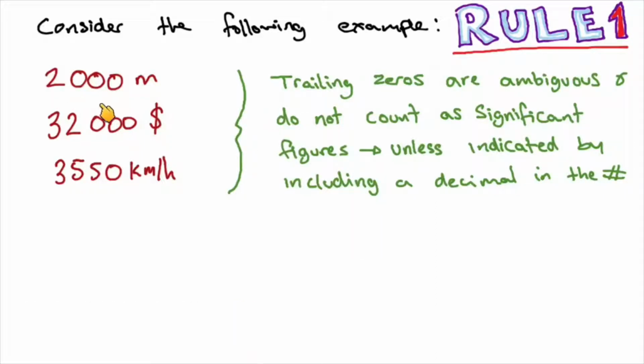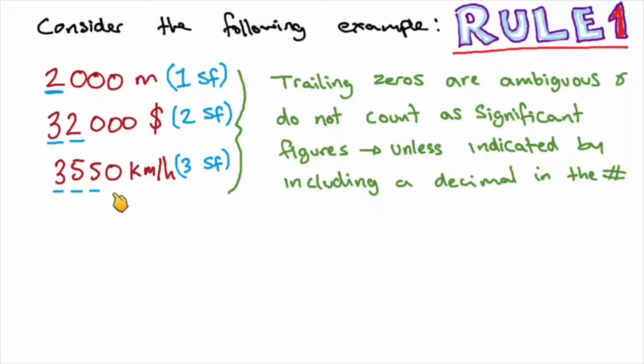Okay, so for the first question, 2,000 meters, only the 2 counts. So we have 1 significant figure. Remember, the trailing zeros are ambiguous. We don't know how accurate this measurement is. Following this same principle that trailing zeros are ambiguous, $32,000, only the 3 and the 2 are significant. We only have 2 significant figures. The third question, again, the 0 is ambiguous. We know that we've got 3 significant figures, but we don't know whether this has been measured to the nearest unit.